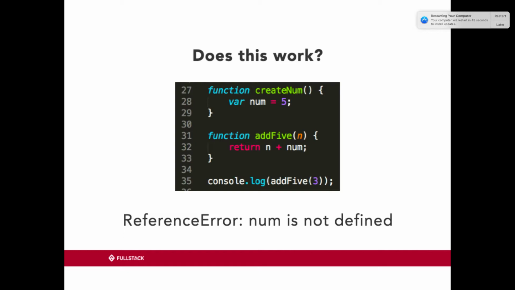Assuming we had executed this create num function in line 34. It's still a reference error. It's still not declared. It doesn't exist. Okay, so we have one vote for reference error. Anyone else?